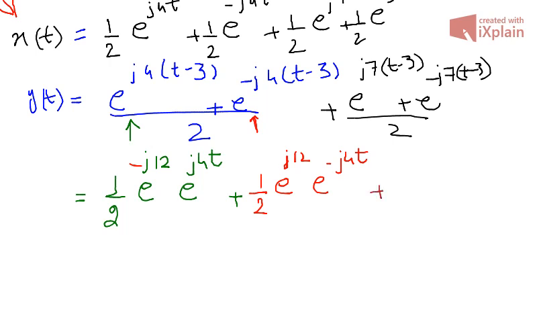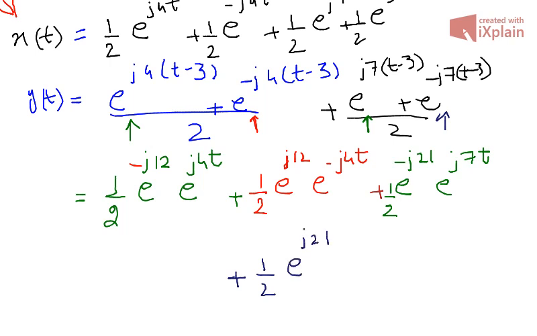The third one. Now I would like to write this one. So this is e raised to the power minus j21 e raised to the power j7t, and half is there. And if I write this one, that would be below here half e raised to the power j21 e raised to the power minus j7t.